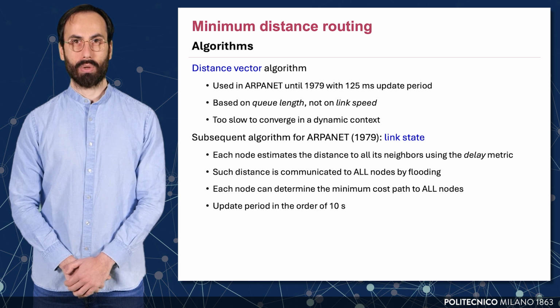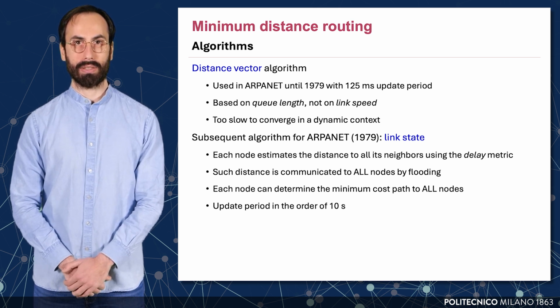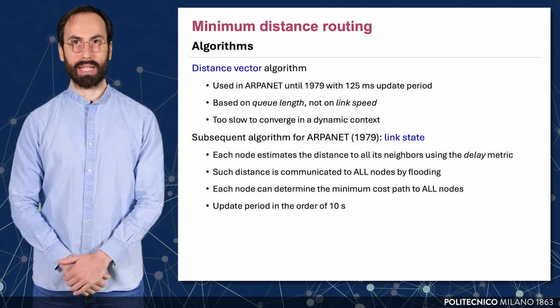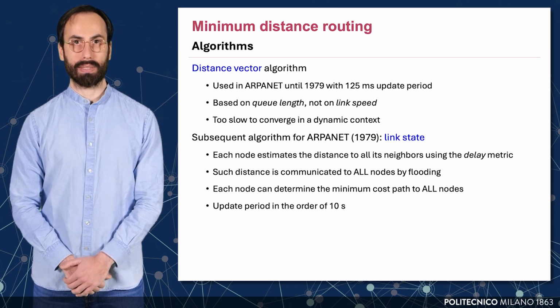ARPANET, the early form of today's Internet, initially used the distance vector algorithm until 1979. It updated routes every 125 milliseconds and was based on queue length as a cost metric. But this design had a major drawback. It was too slow to adapt when network conditions changed rapidly.